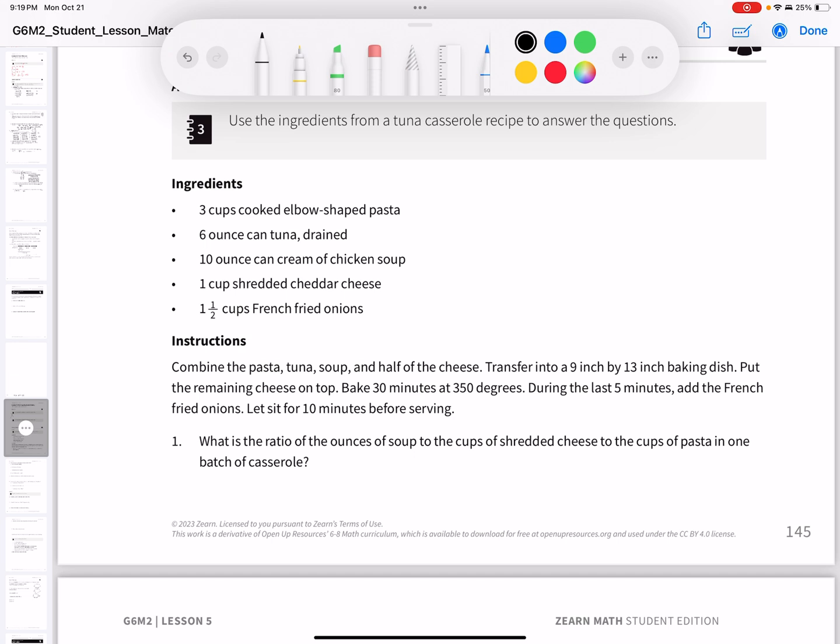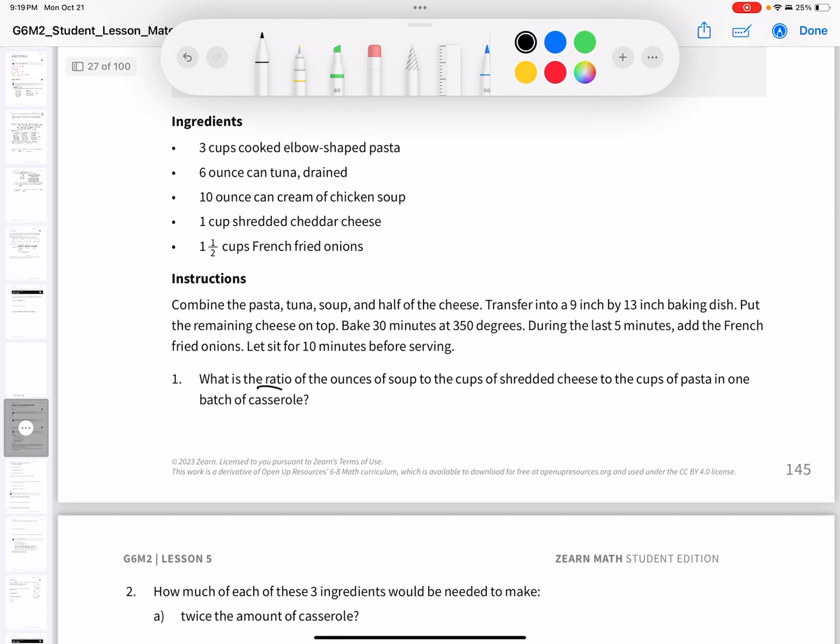All right, it says, what is the ratio, so we're doing ratios, of the ounces of soup to the cups of shredded cheese to the cups of pasta in one batch of casserole. So we can look directly at the ingredients and just get these ratios. So we are looking for soup to cheese to pasta.